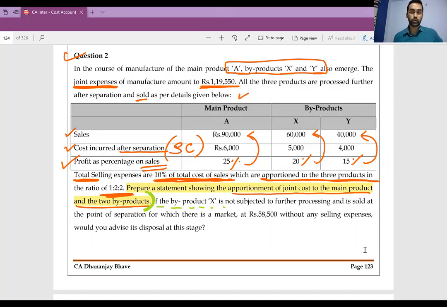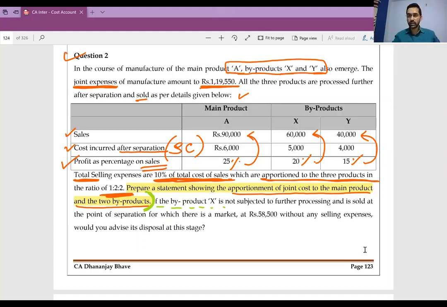Listen to me. How to approach this? We will have to prepare a table. Table with what? Particulars A, X, Y and total column. First of all, do you know sales? Yes, sir, given. From that, if you take out profit, do you know profit first of all? Yes, sir, that's also given. All right. So sales minus profit. You will get total cost. Correct. Total cost of A, X, and Y. If you add all of that, you'll get total cost of the company.